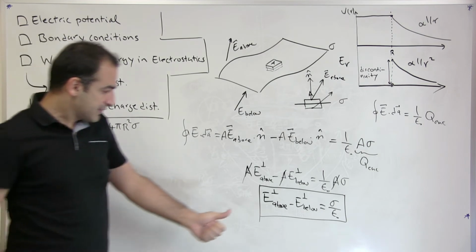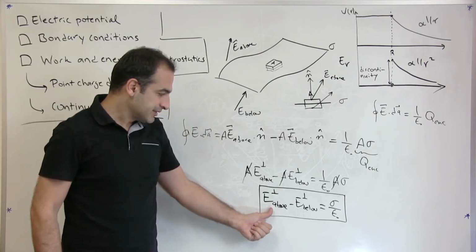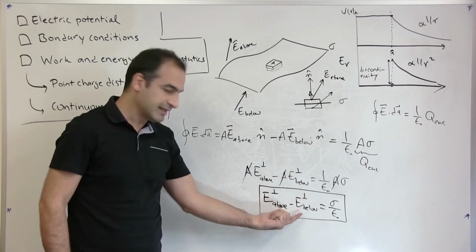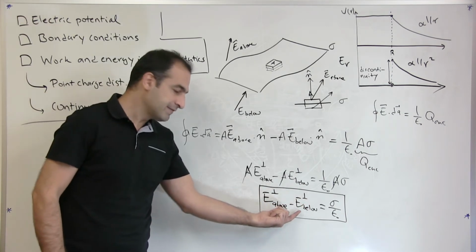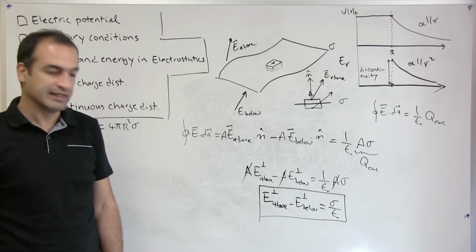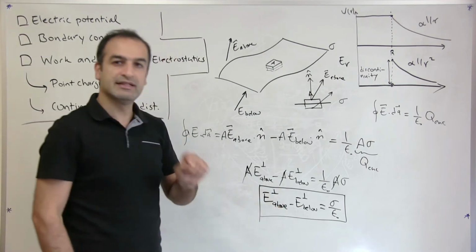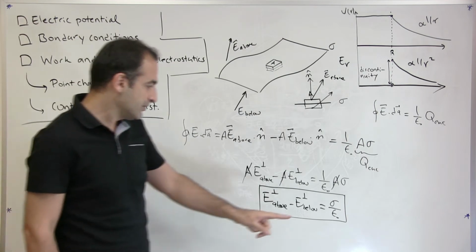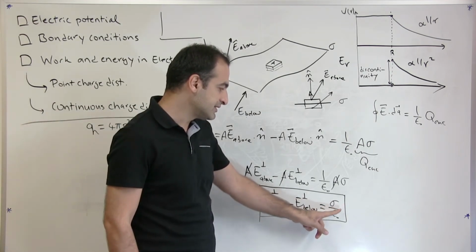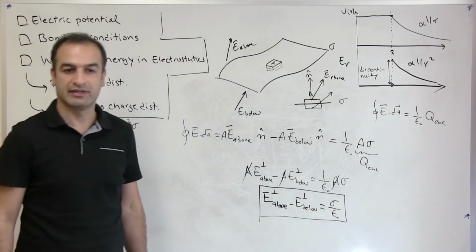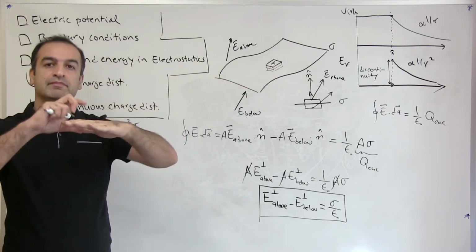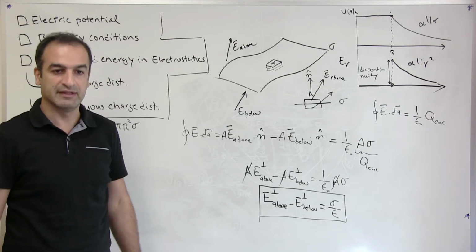Okay, so we have E above perpendicular minus E below perpendicular. What we have here is technically the difference between the two, and that shows the discontinuity in the normal component of the electric field, which is going to be proportional to sigma over epsilon zero. So if you have a strong surface charge density, you're going to see a bigger discontinuity in electric field.